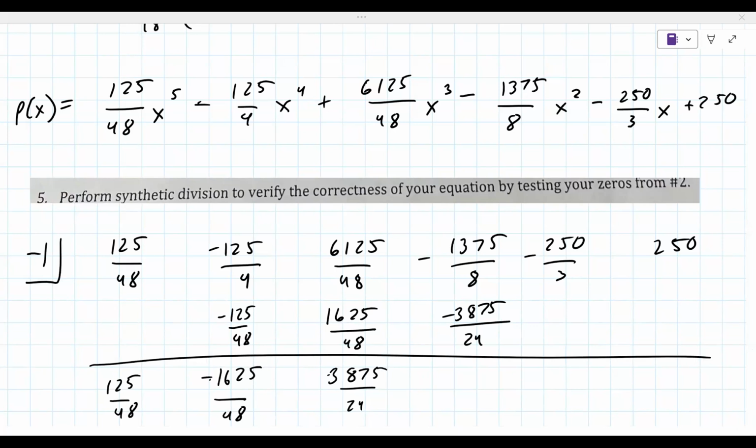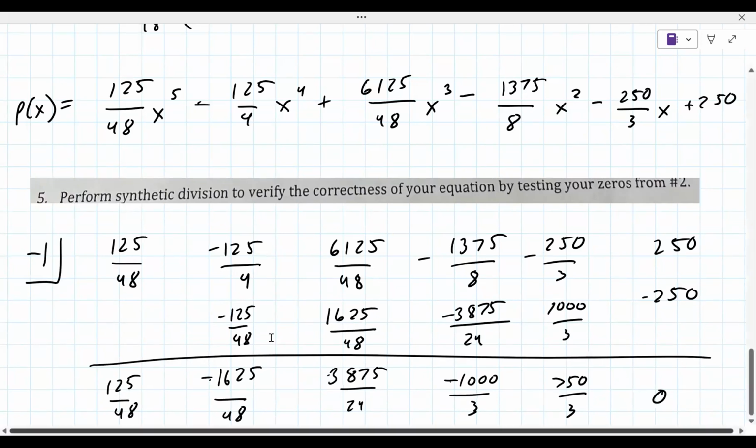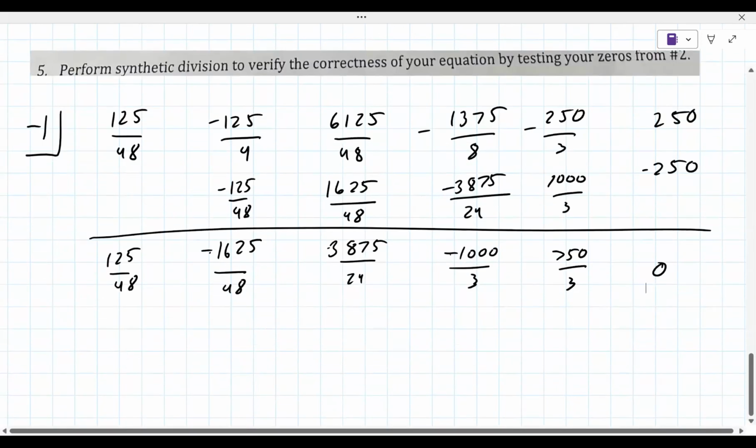Divided by 8 minus 3875 divided by 24. So this ends up being minus 1000 over 3, which ends up being 1000 over 3, which ends up being 750 over 3, which ends up being minus 250, which ends up being 0. So it does work. Do you want us to continue doing the rest of them? We probably have time. Sure. Yeah. Okay. All right.